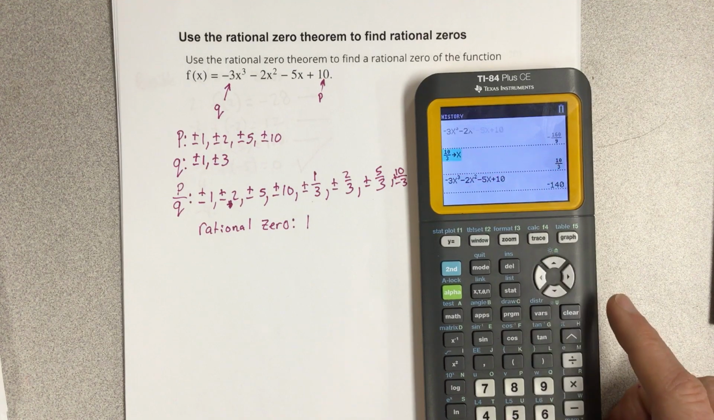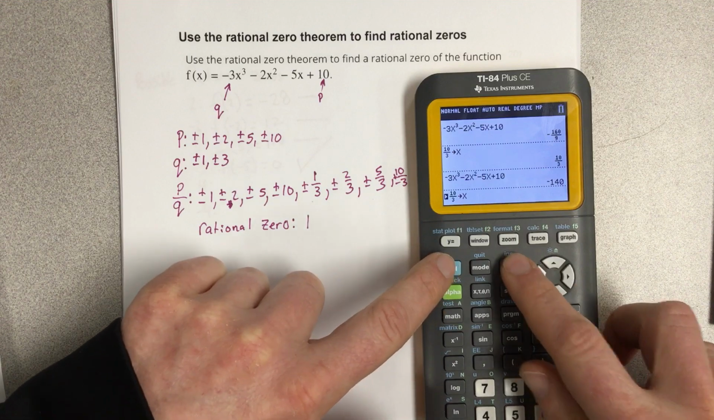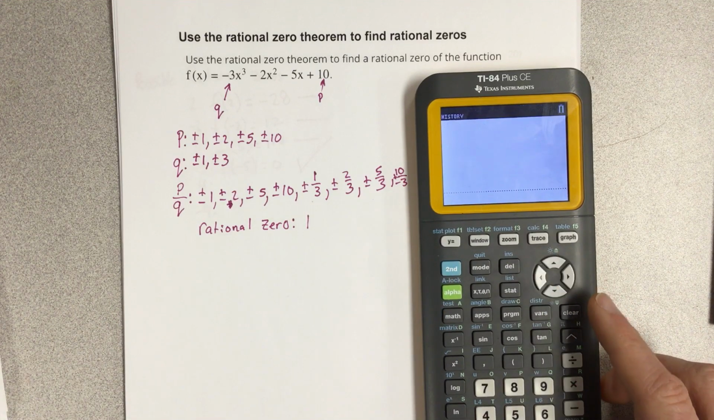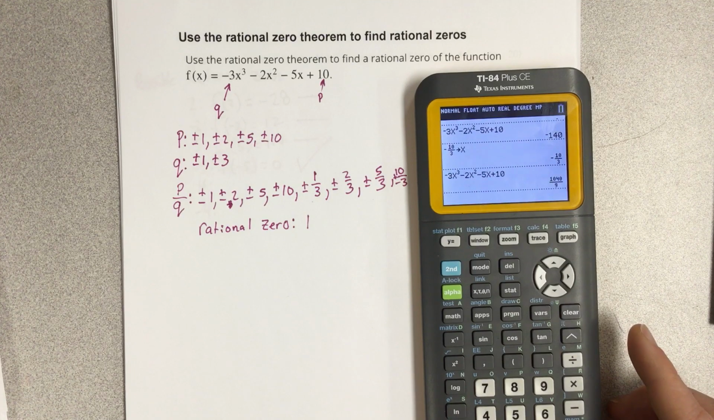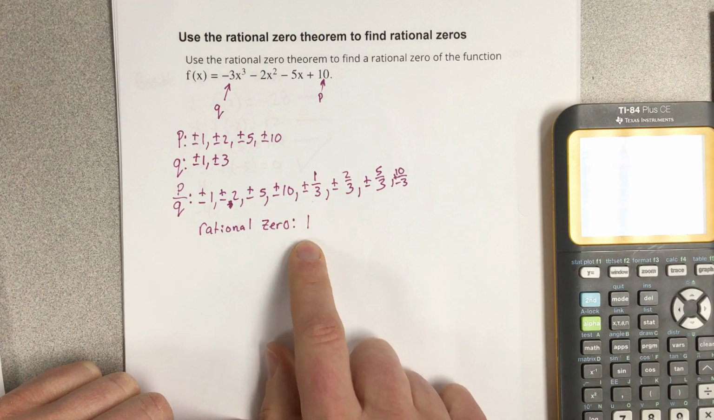And negative 10/3. And you can see none of these are working because we're not getting zeros. So, out of all these numbers, we only had one rational zero, and that was the number 1.